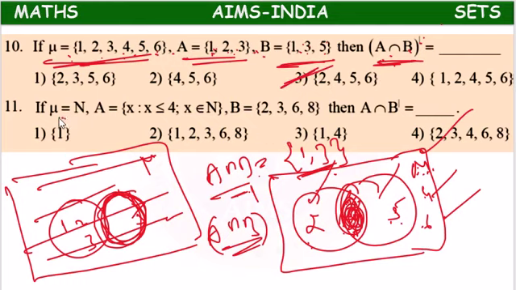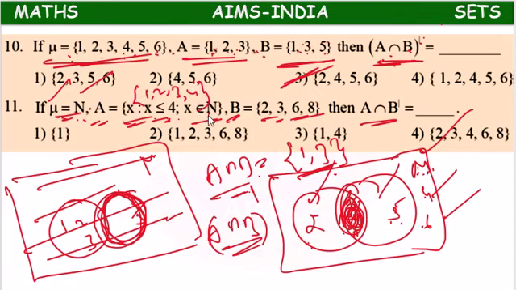Next, if mu equals N, the universal set equal to natural numbers, and A equal to {x such that x is less than or equal to 4, x belongs to N}, B equal to {2, 3, 6, 8}, then A intersection B dash. X less than or equal to 4 means 1, 2, 3, 4 we can take, because equal to is given and x belongs to natural numbers. So A is {1, 2, 3, 4} and B is {2, 3, 6, 8}. We need A intersection B dash.